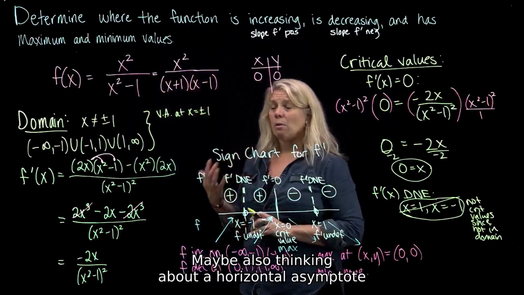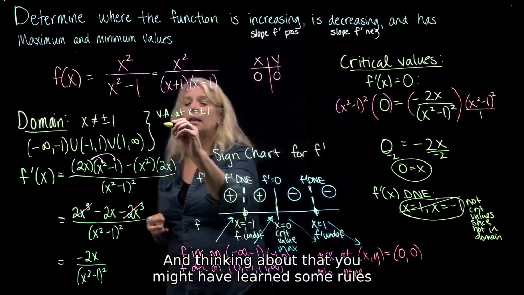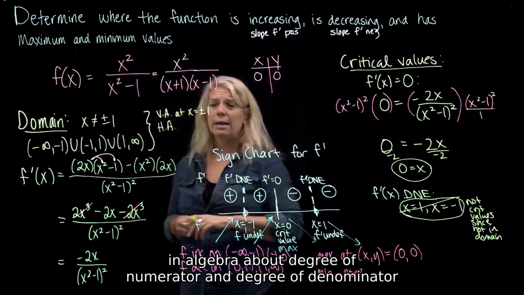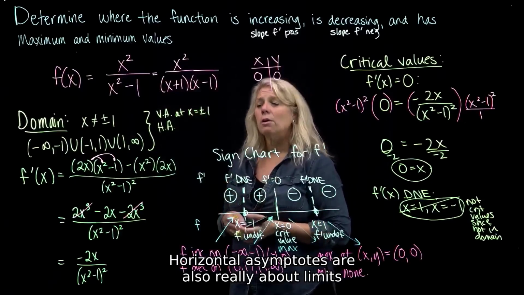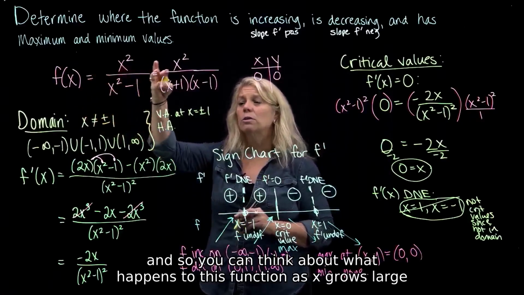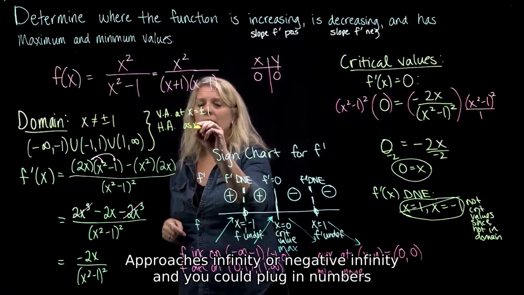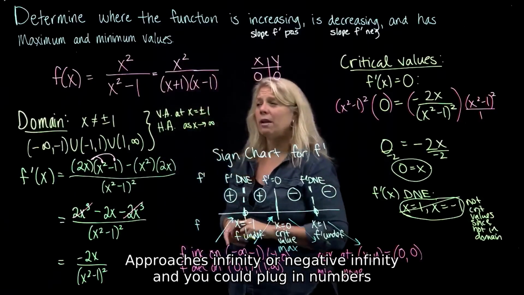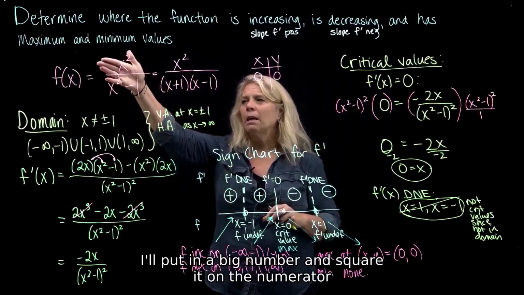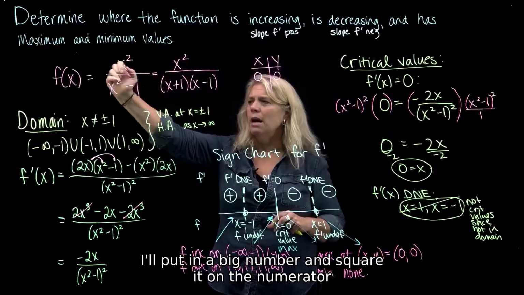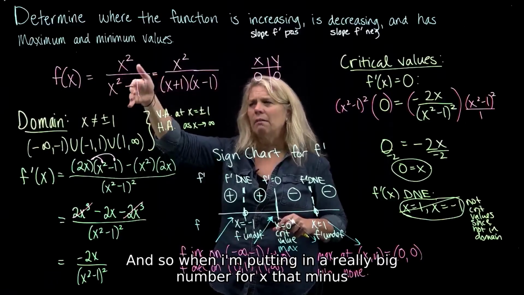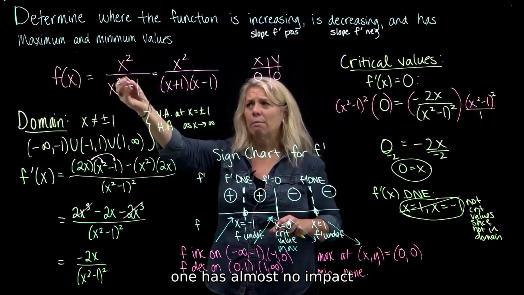Maybe also thinking about a horizontal asymptote, you might have learned some rules in algebra about the degree of numerator and degree of denominator. Horizontal asymptotes are also really about limits. And so you can think about what happens to this function as x grows large, as x approaches infinity or negative infinity. You could plug in numbers, but I just want to think about it a little bit here. When x is really big, I'll put in a big number and square it on the numerator. And then on the denominator, I'll put in a big number and square it and subtract 1. And so when I'm putting in a really big number for x, that minus 1 has almost no impact.